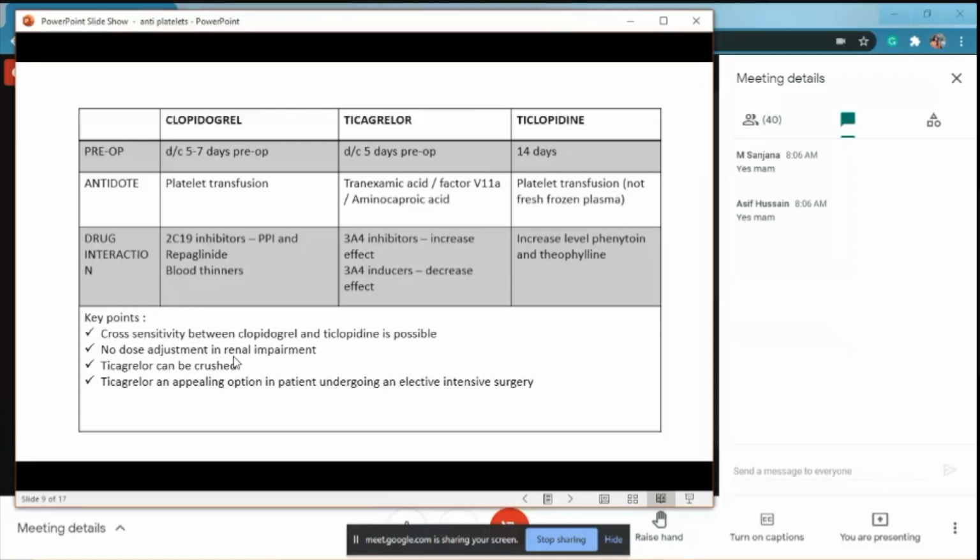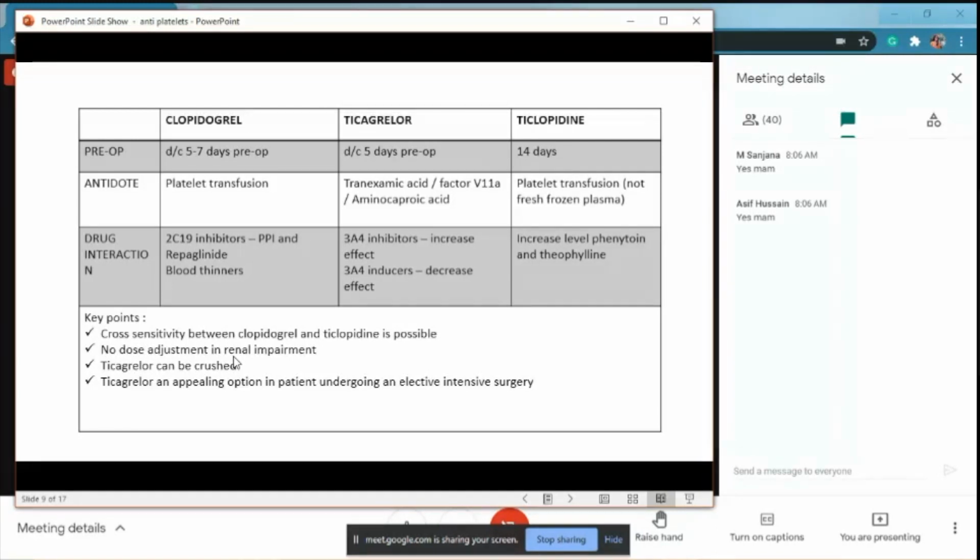Do we have to do dosage adjustment in renal impairment? No, we don't have to. So no dosage adjustment is required in renal impairment here. And ticagrelor can be crushed. We said dipyridamole we cannot crush. Here ticagrelor can be crushed. We can make it into a powder. For patients with dysphagia, we can add it into water, or we can administer it with a nasogastric tube.